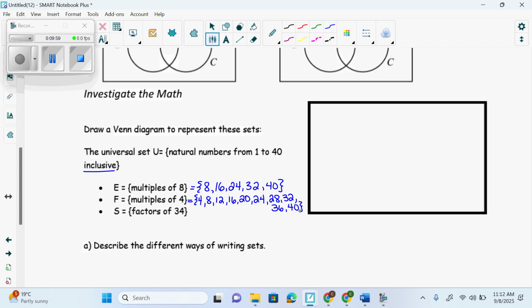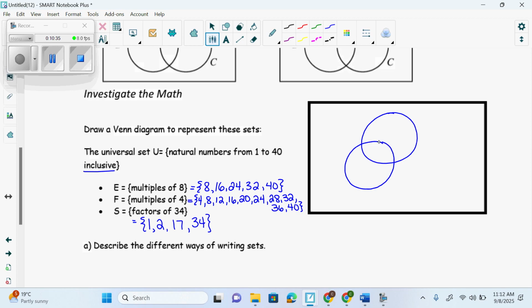Factors of 34 are 1 and 34. Is there any more? 2 and 17. So we're going to draw a Venn diagram representing those things. They said E and F and S, so that's what we're going to use. So you can either go 2 and then 1, or you can do 1 and then 2. It doesn't matter, right? You just have to have 3 overlaps.